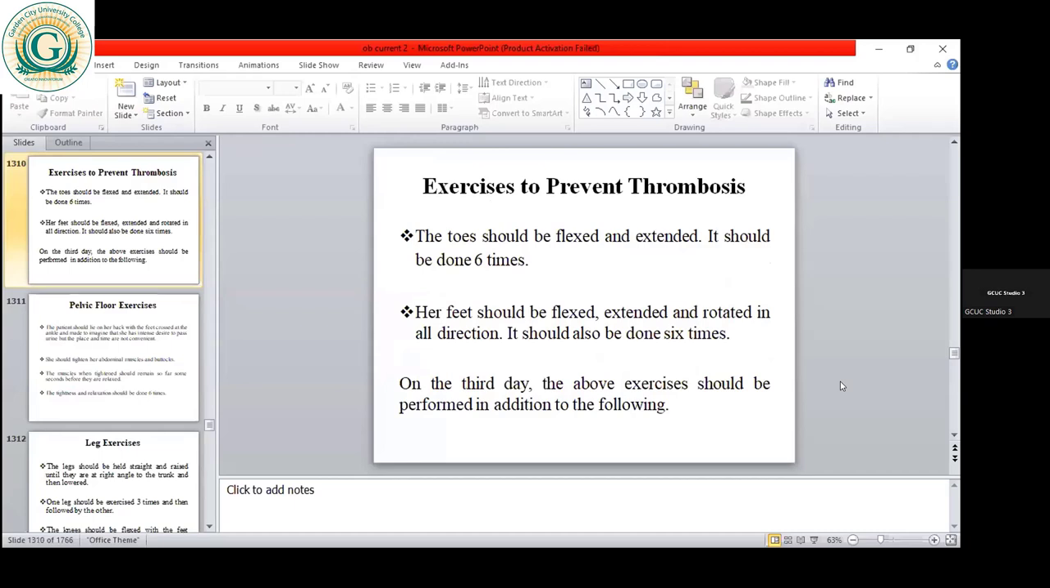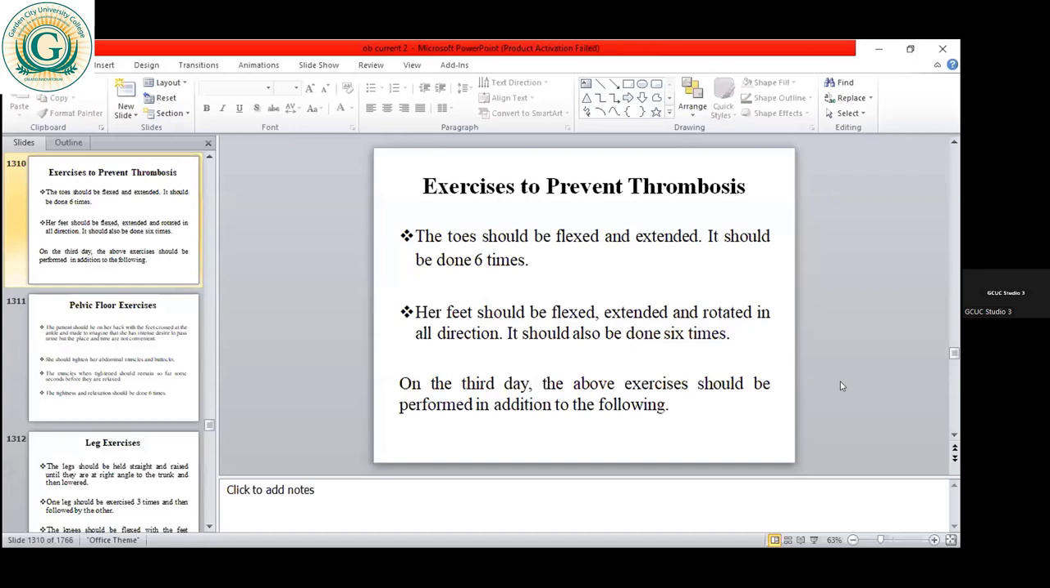If you don't want blood to clot in the blood vessels of the woman who has delivered, the toes should be flexed. While still lying dorsally, the toes should be flexed. You flex them, then you extend them, you flex them, then extend them. You do this 6 times, the mother. The feet should be flexed, extended, and rotated in all directions.